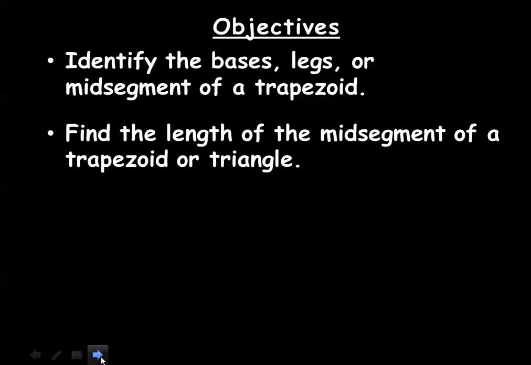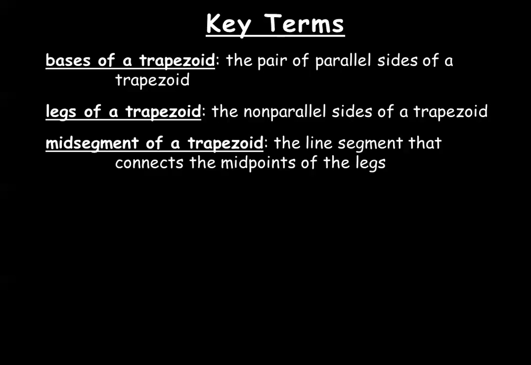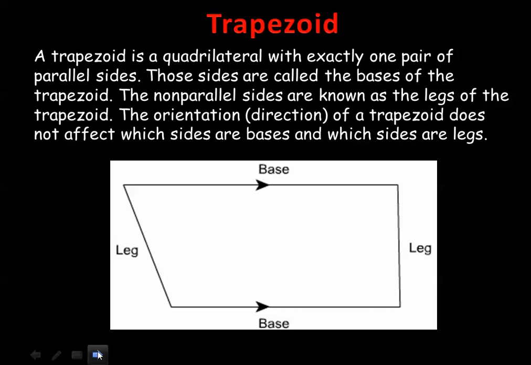Okay, the objectives in this lesson are to identify the bases, legs, or midsegment of a trapezoid, and to find the length of the midsegment of a trapezoid or triangle. Some of the key terms that we're going over in this lesson are bases of a trapezoid, legs of a trapezoid, and the midsegment of a trapezoid. Now let's get started with trapezoids.